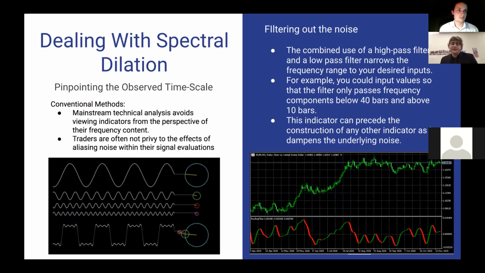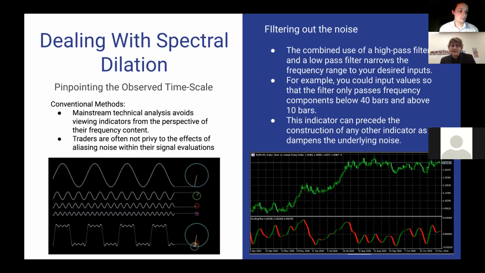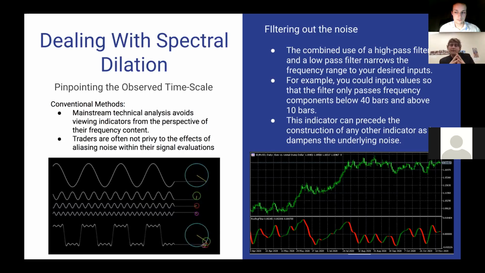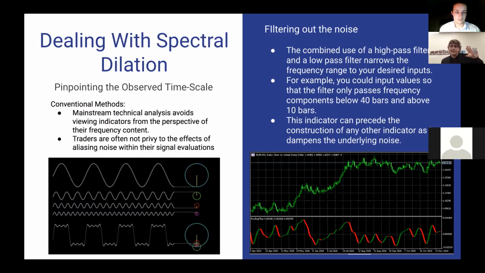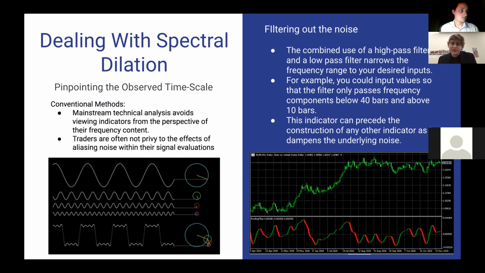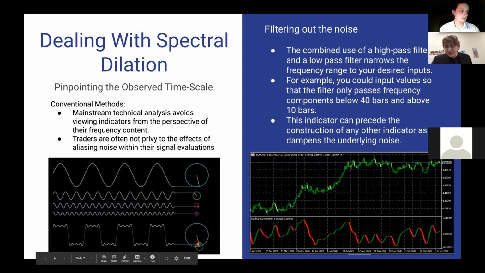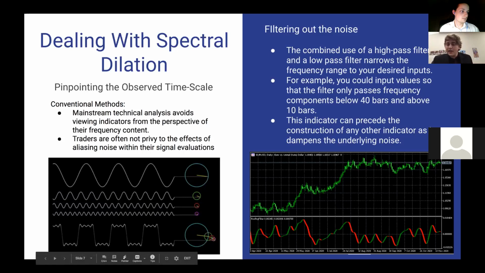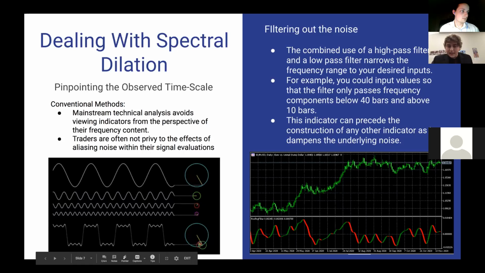So the solution to this would actually be to use something called a high pass filter and a low pass filter. Theoretically, what you're doing here is pinpointing a specific range in which you're looking for frequency components. So essentially, if you want to only look at frequency components that are less than 40 and more than 10, that is made possible by a high pass and a low pass filter. I've included a small graph here that shows an implementation of such. You can see that this indicator is centered around zero and very cleanly describes cyclic patterns that are occurring in the underlying data. This would be EURUSD over the last month or so.